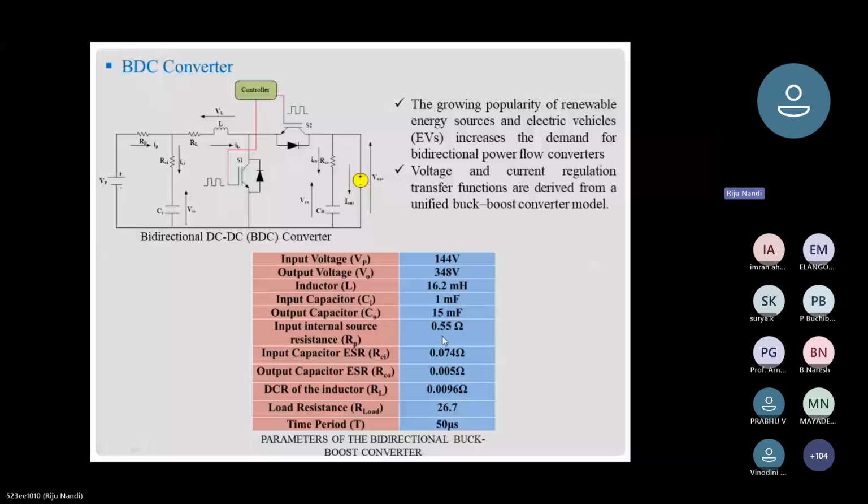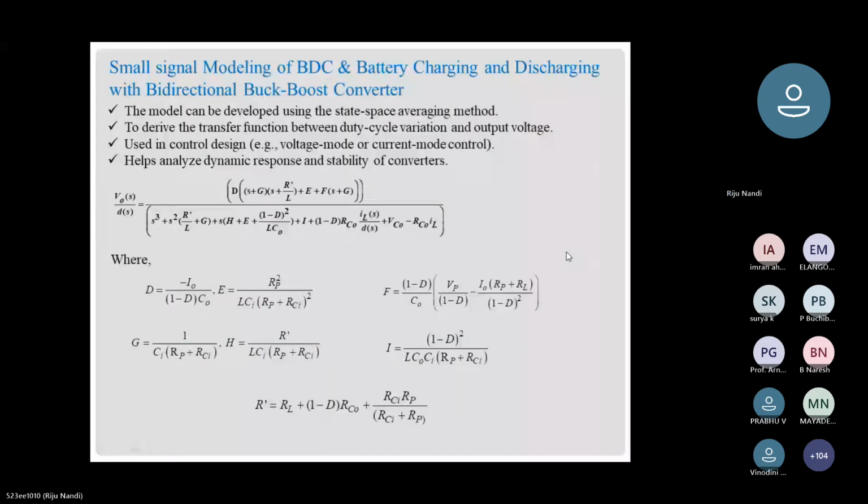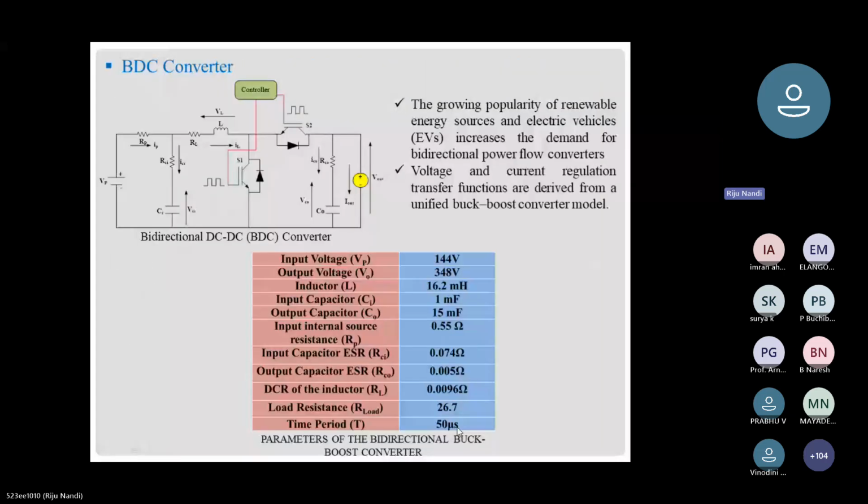The value of RCI is 0.074 ohm, and for the output capacitor, RCO I have used 0.005 ohm. The DCR of the inductor is very negligible, 0.0096, near about 0. For the simulation, the R load I have used is 26.7 ohm, and the time period is 50 microsecond, which can be converted into frequency also.